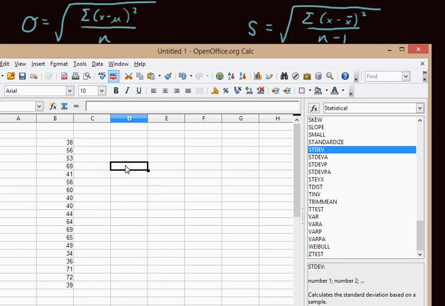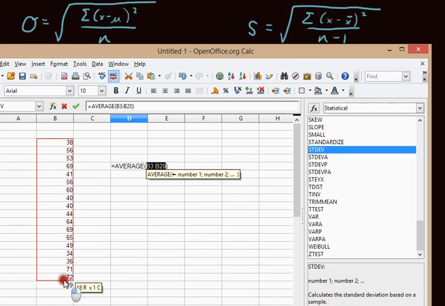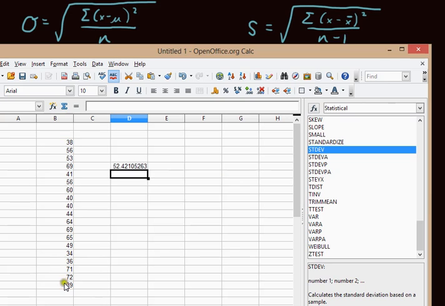If I want to know the mean, again, the function they have for mean in OpenOffice is actually average, so I can select all those. There's the average of my random set of numbers. That's a pretty expected average because if I have random numbers between 25 and 75, you'd think the average should be pretty close to 50, and it is.